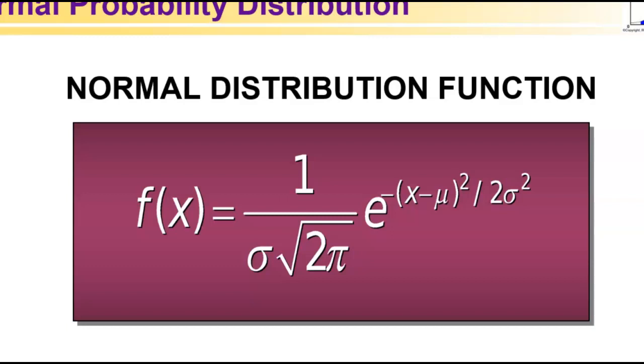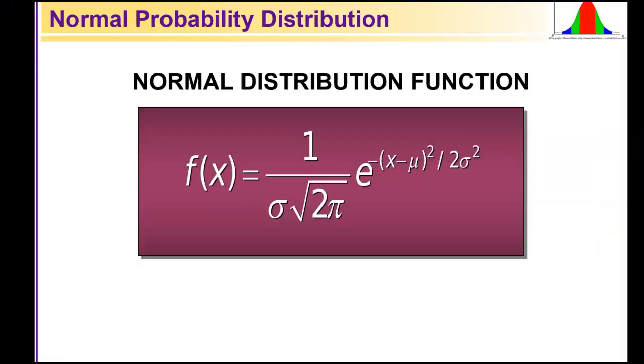All right, realistically, I would like you to write this function down. This is the normal distribution function. Write it down, process it, have a look at it. This is the probability density function for a variable that follows a normal distribution. All right, so that is your formula for a normal distribution function.